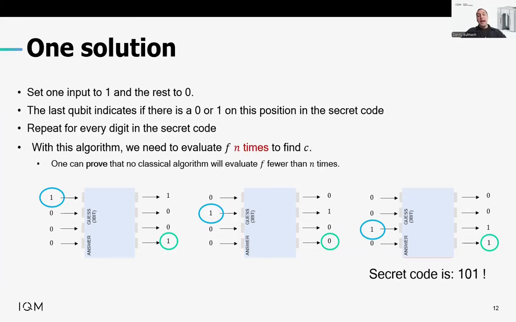Okay, so what did we have to do? For every spot in the secret code, we had to put in a different input because we wanted to set each input to 1 individually. And you can prove that no classical algorithm will evaluate this black box fewer than n times. F here is what the black box is doing. You put in an input, and you get out some output, and we see how many times we have to put in a different input. We put in 3 inputs if there are 3 bits in the secret code. And no classical algorithm can possibly do better than this.